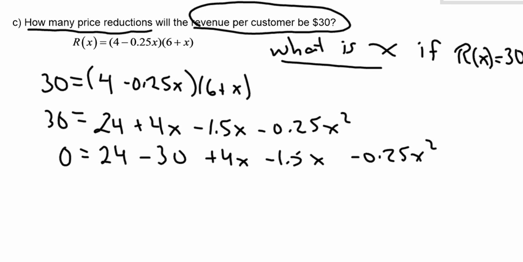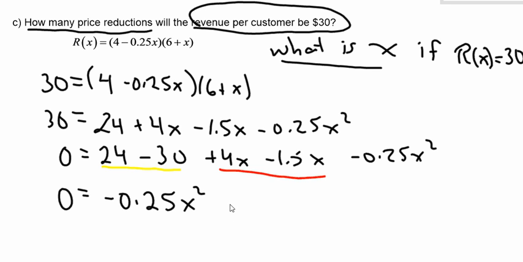So my next step, I'm going to collect like terms here. And I'm going to order things into an order that's more traditional, which is to put the highest degree term first. So it looks more like a quadratic. So I have negative 0.25x squared, and then 4x minus 1.5x is positive 2.5x. 24 take away 30 is negative 6. So now I just have to solve for x.